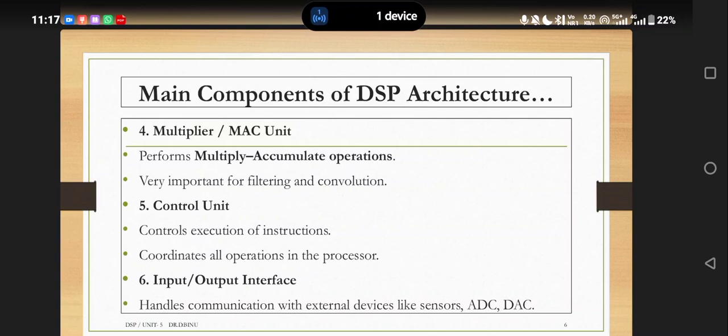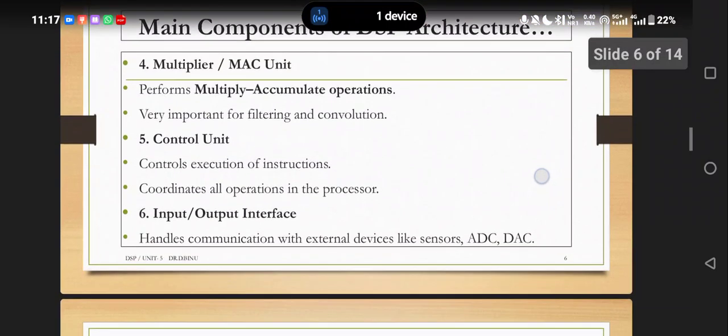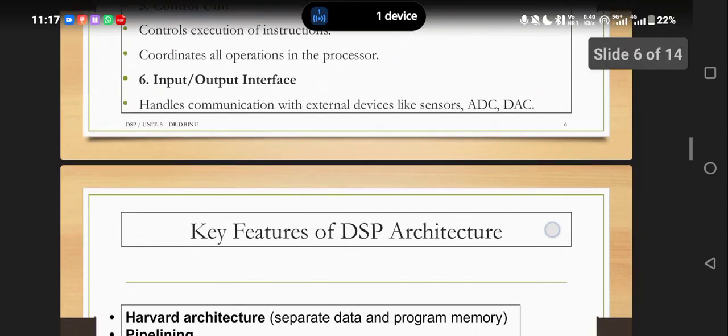The fifth unit is the control unit, which controls execution of instructions and coordinates all operations in the processor. The input-output interface handles communication with external devices like sensors, ADC and DAC.